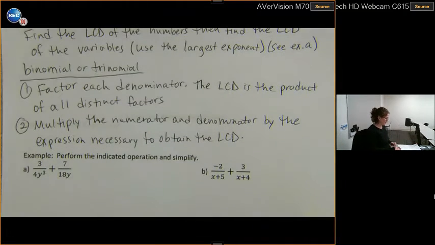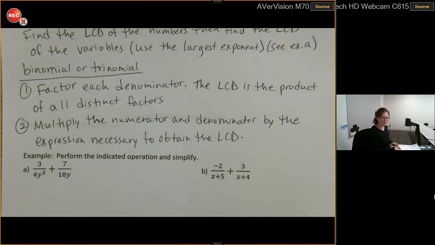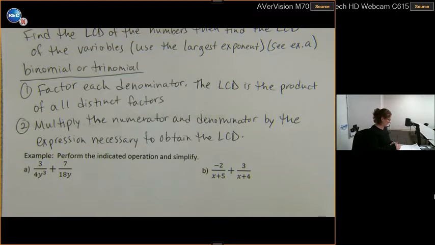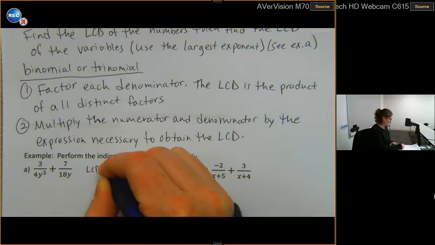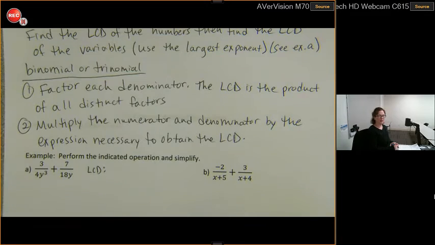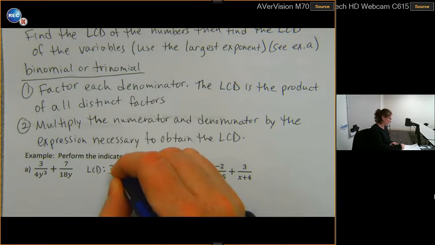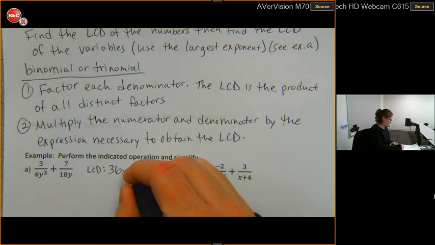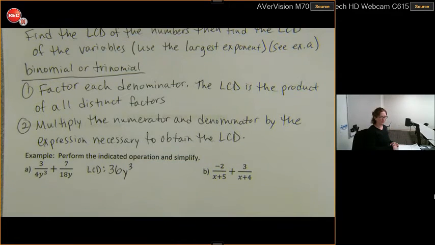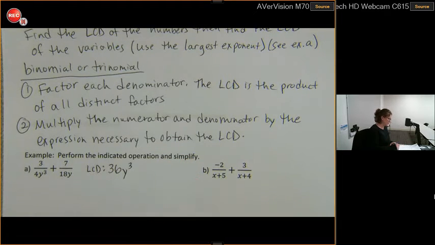So in our example, letter A has monomial denominators. So I'm looking at the numbers 4 and 18, the common denominator, the number that they both go into. Since 4 doesn't go into 18 itself, I consider the next multiple of 18, which is 36, which 4 does go into. For the variable, I take the larger exponent, which is y to the third power. Now I'm going to multiply the numerator and the denominator by what is needed to make 36y to the third.